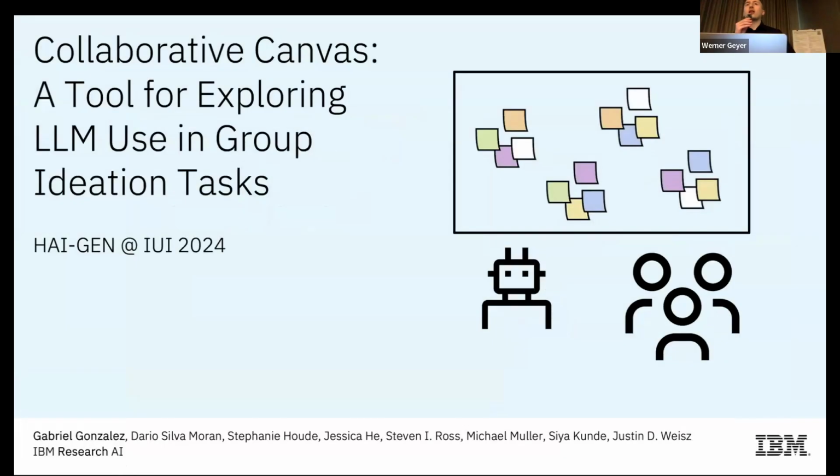So, hi all, I am Gabriel Gonzalez. I am a software engineer at IBM, and today I will be presenting Collaborative Canvas, a tool for exploring LLM use in group ideation tasks. This work is the result of a project taken on by our team in IBM Research concerning human-AI co-creation with generative models.